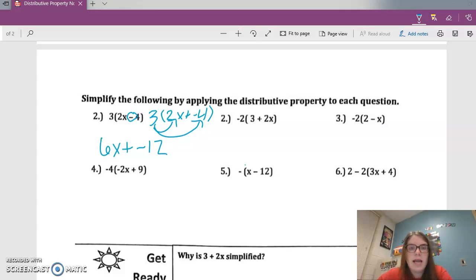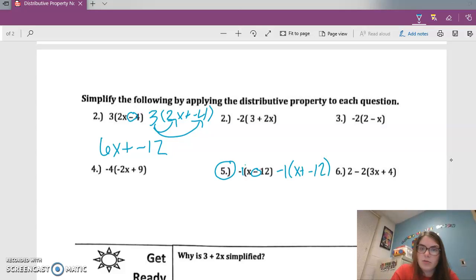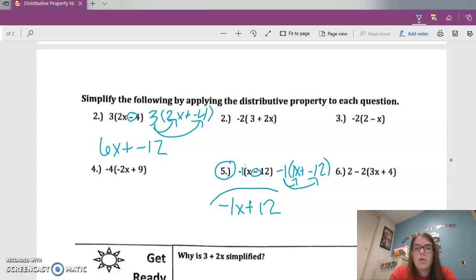All right, let's look at number 5. Whenever you have just a negative out front, that's also like saying you have a -1. Also we have subtraction in the middle, so we have to keep change. So -1 times x plus a -12. What number is always in front of the x? Also just a 1. Now I'm going to distribute. I have -1 times 1x, so I get -1x, plus -1 times -12. With multiplication, since they're the same signs, it becomes positive. So plus a +12. Voila!